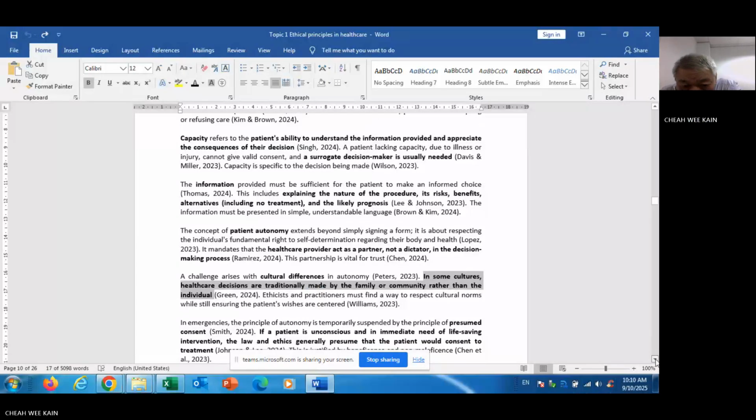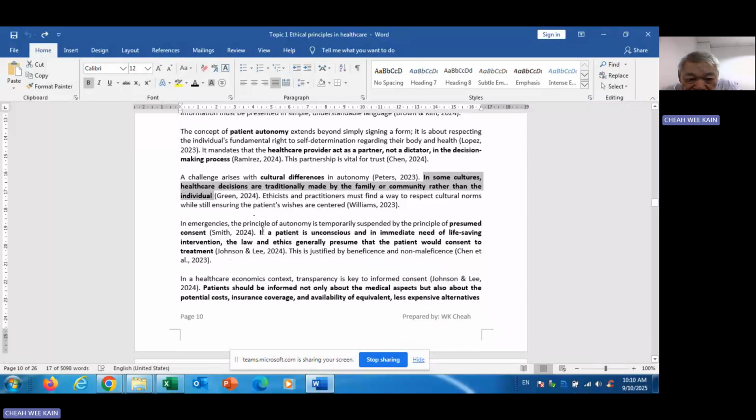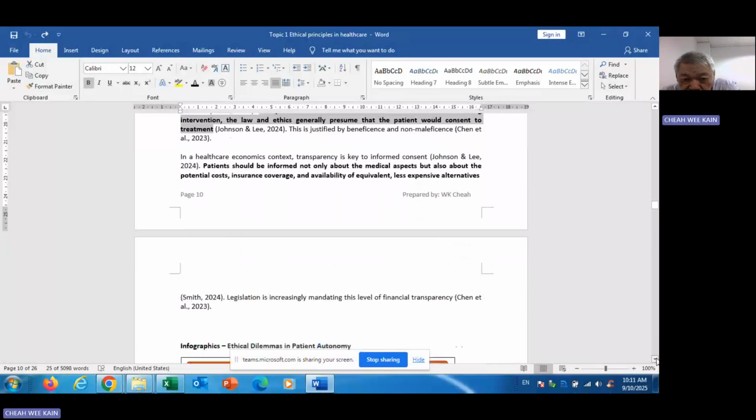So, if a patient is unconscious and in immediate need of life-saving intervention, the law and ethics generally presume that the patient will consent to the treatment. Oh yes, I will quote references here. In some areas, you can see for yourself. If you want more detail, you can look at the references.